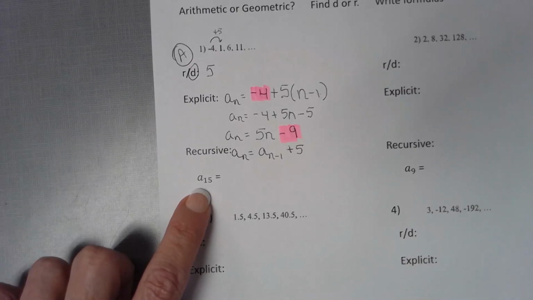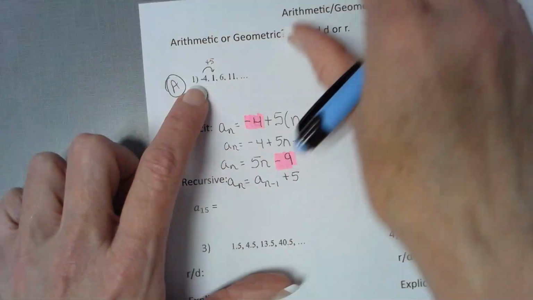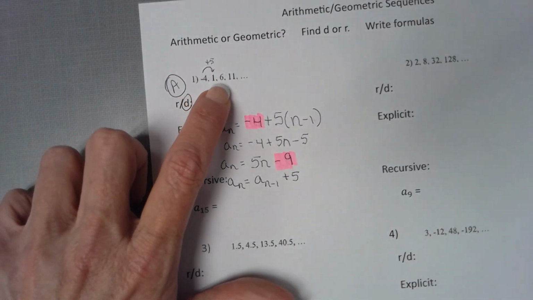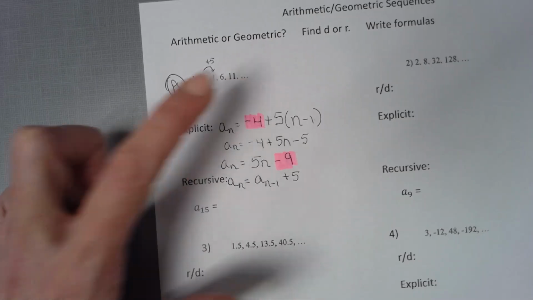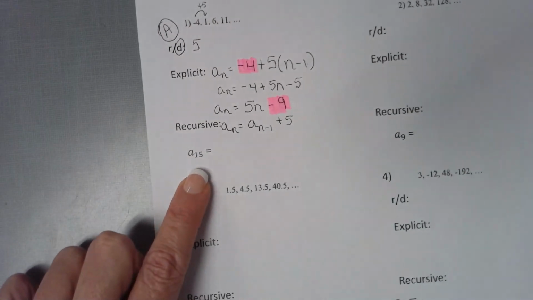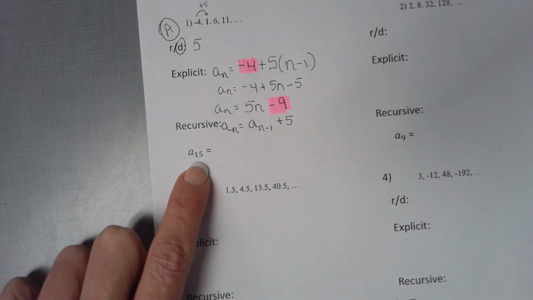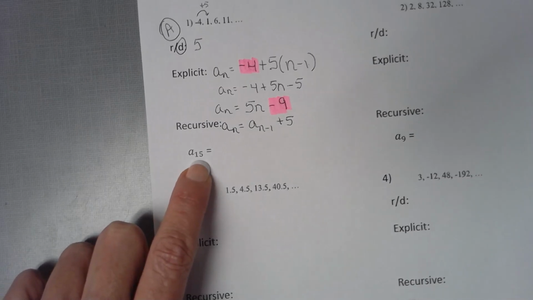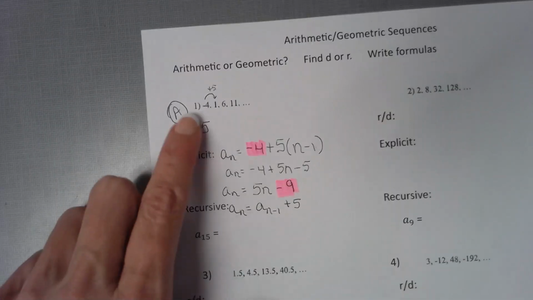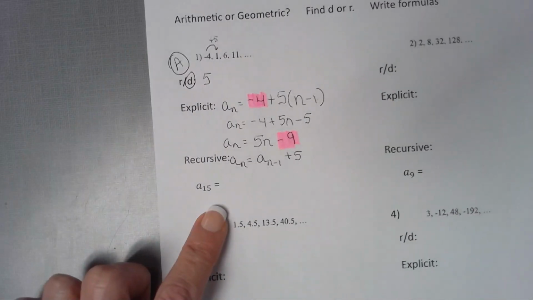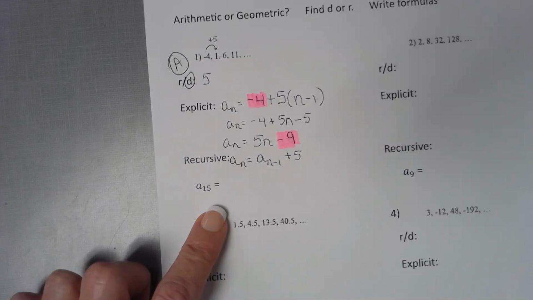Okay, now, what do you think this is asking us to do? The first term is -4. The value of the second term is 1. The value of the third term is 6. The value of the fourth term is 11. What do you think it's asking us to find? Not the next one. Not the common difference. It is asking us to find the value of the 15th term. There's the first one, the second one, the third one, the fourth one. It says, I want the 15th term.